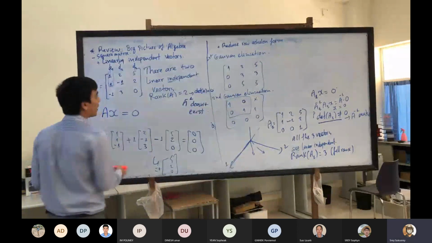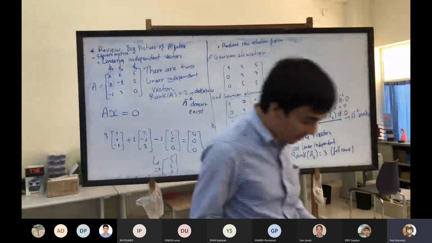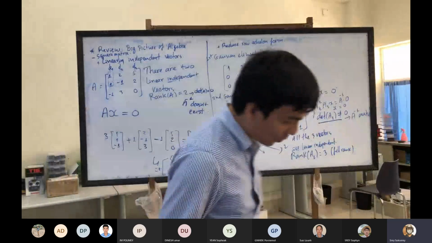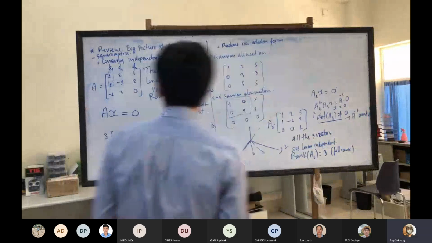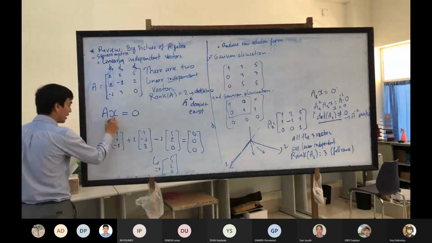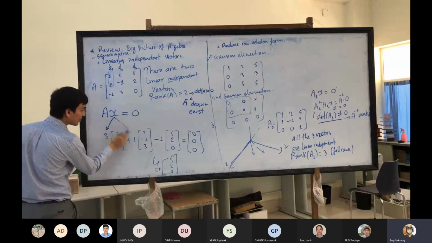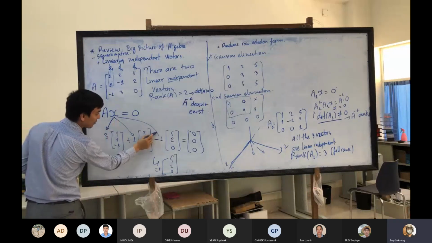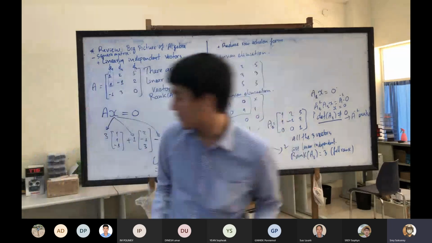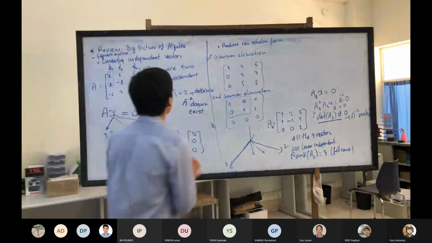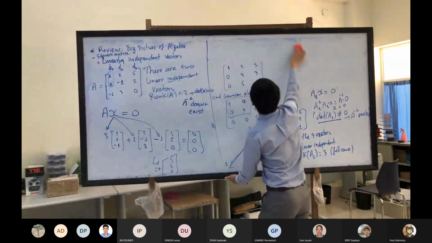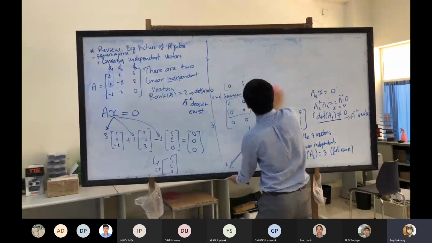The next part will be very important, which is to find eigenvalue and eigenvector. So I will not erase this, but I will erase this one. Echelon form is not very important for today.